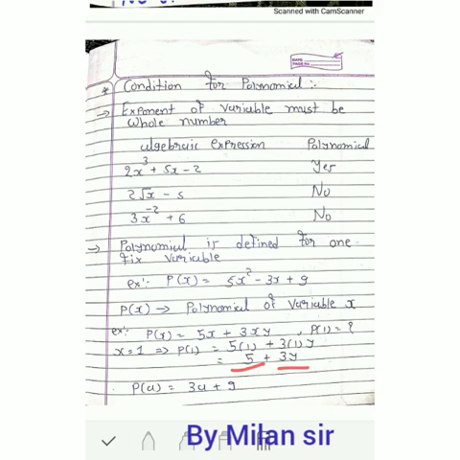Second thing, it does not mean that a polynomial is always written as p of x. It may be p of a even. That means a is your variable. So here the variable can be any alphabet: a, b, c, d, x, y, z, any. It is not necessary that we always write p of x. It can be p of a, p of y even.